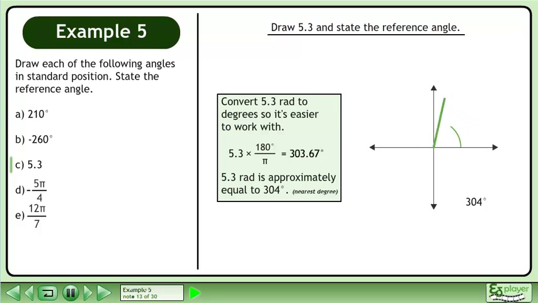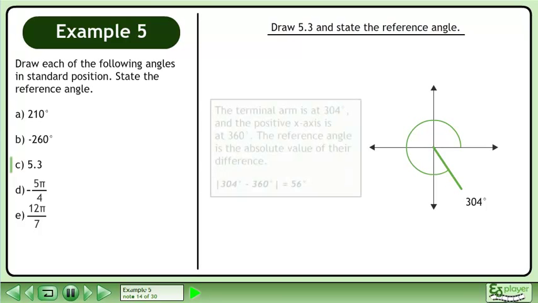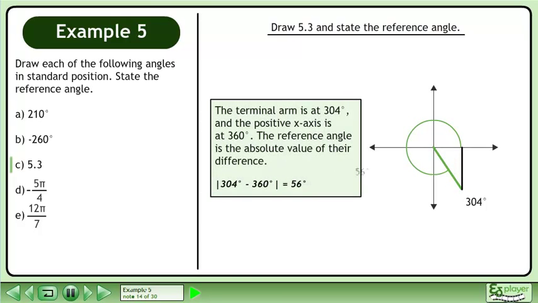Now we'll draw 304 degrees. The terminal arm is at 304 degrees and the positive x-axis is at 360 degrees. The reference angle is the absolute value of their difference, 56 degrees.